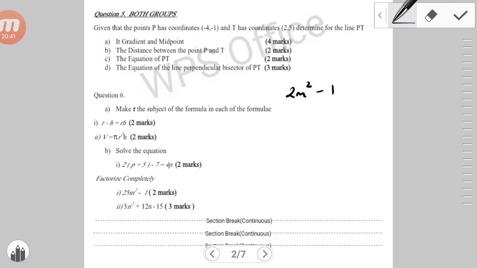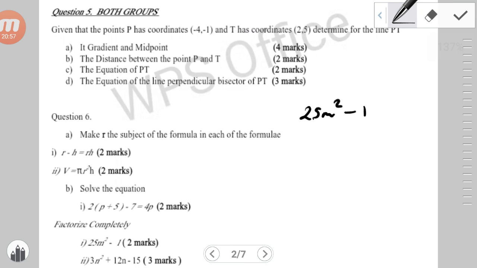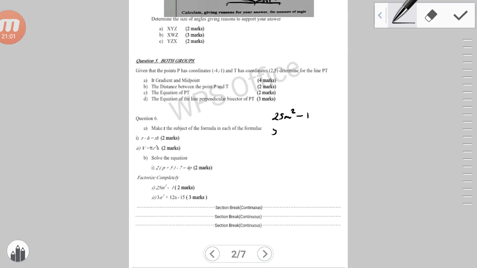All right, so here we need to factorize this expression: 25m squared take away 1. The first thing I need to do is ensure that all my variables are expressed to a power of 2. So I could change 25 to being 5 squared. My m is already squared, and 1 squared gives 1.